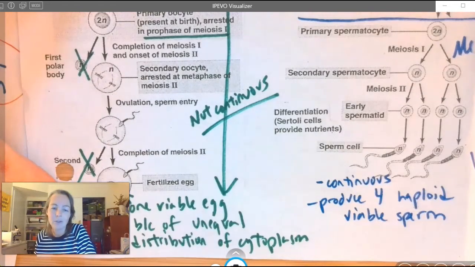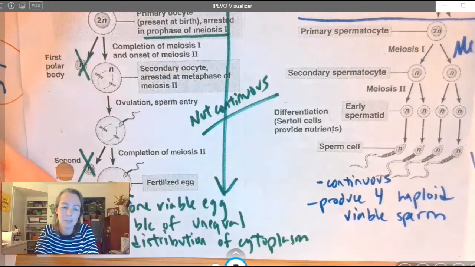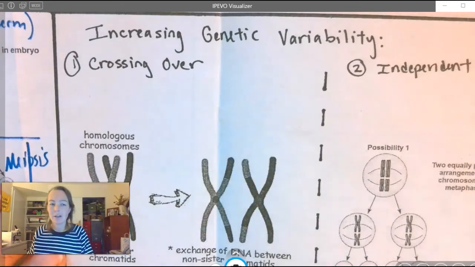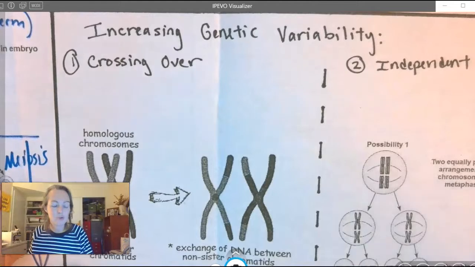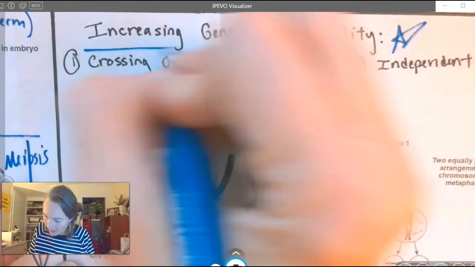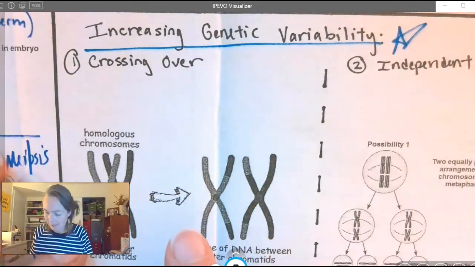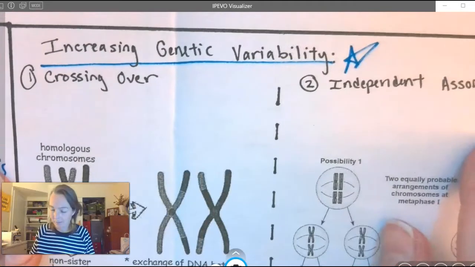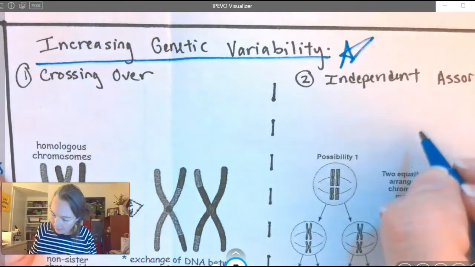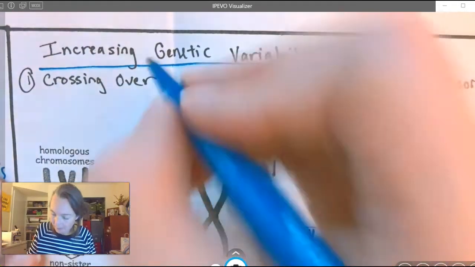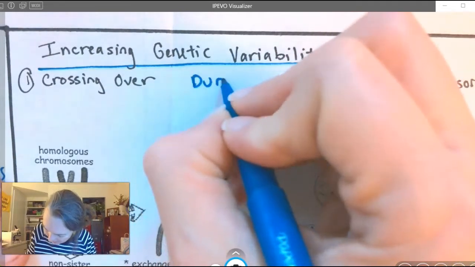I want to end this video with the importance of increasing genetic variation in meiosis. So increasing genetic variability in meiosis is extremely important. And there are 2 main ways this happens in meiosis, and 1 way this happens afterwards. So crossing over and independent assortment are both examples of ways to increase genetic variability during meiosis.